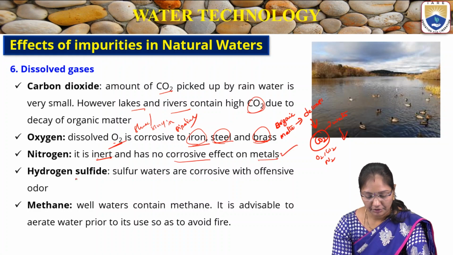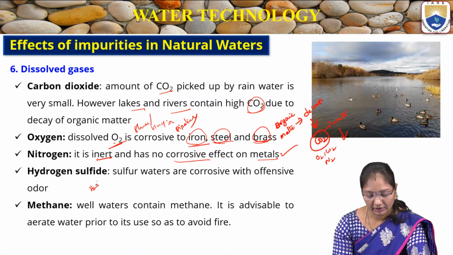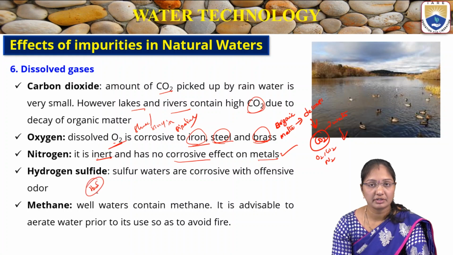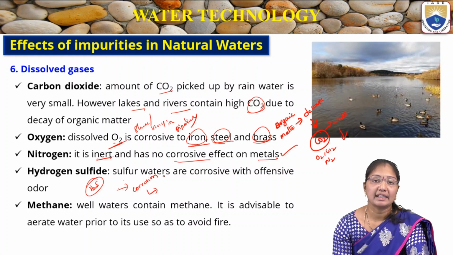Here, hydrogen sulfide, or sulfur waters, are corrosive with an offensive odor. Whereas nitrogen is inert, sulfur generally exists in hydrogen sulfide form. What happens with sulfur waters? Again it is corrosion, and not only corrosion, it also results in a bad or offensive odor.